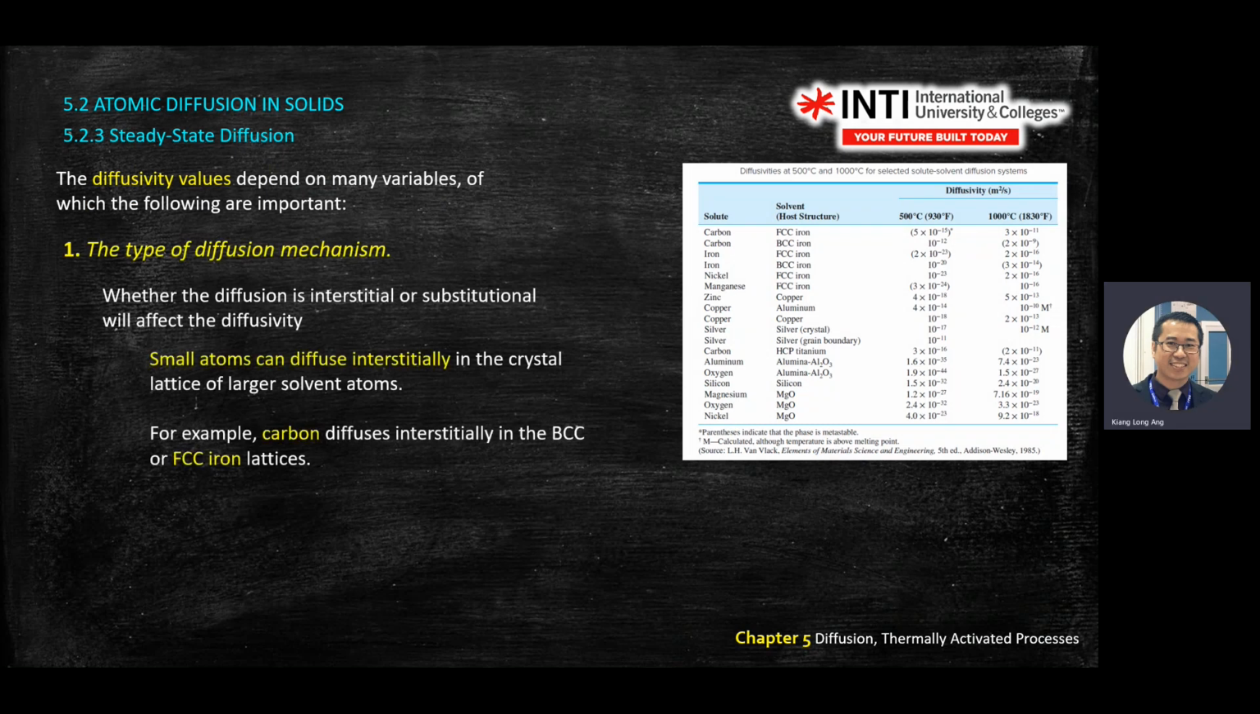So these are the factors for why the diffusivity value is important and what affects the values that you see in the table here. First, the type of mechanism. It can be either interstitial or substitutional. Just now we introduced you to these two mechanisms, right? So this one will fall into section A of most of the questions, which ask you to explain or define diffusion.